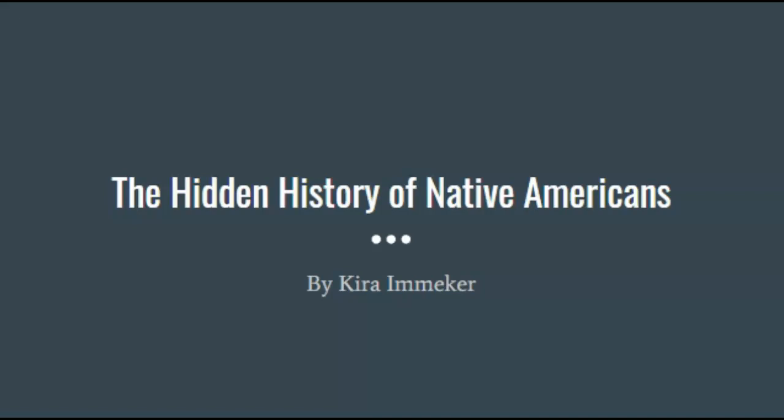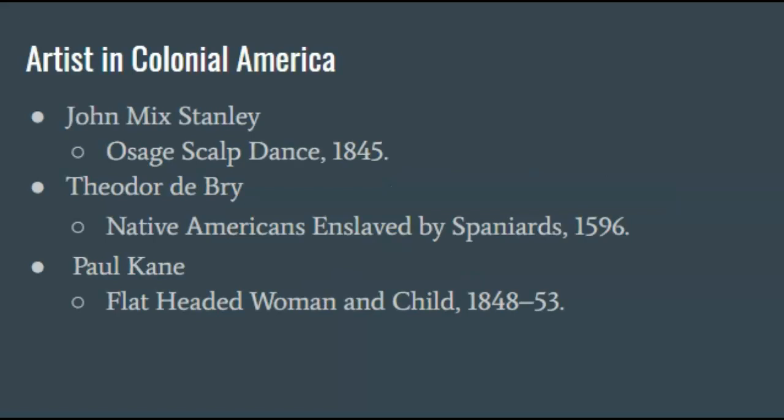There are three works that I'm presenting to you today. Each of them depict a different way colonial artists used their work to dehumanize the Native American people that they took advantage of. These are the three artists and their work. The first one is going to be John Mix Stanley and his painting Osage Scalp Dance. The second one is by Theodore DeBry and is titled Native Americans Enslaved by Spaniards. And the third and final one is going to be by Paul Kane and is a painting titled Flat-Headed Woman and Child.